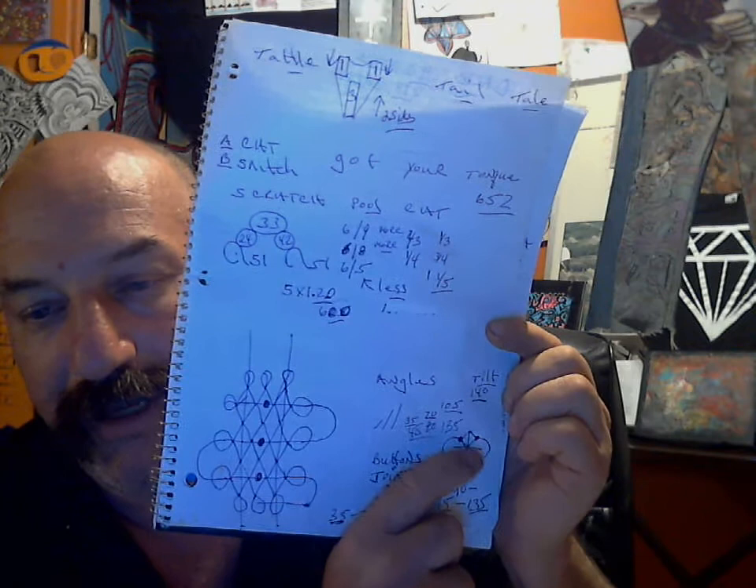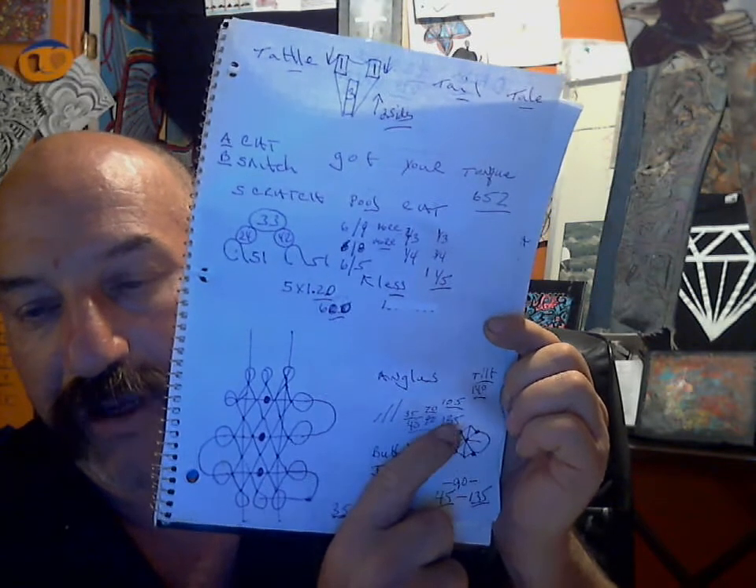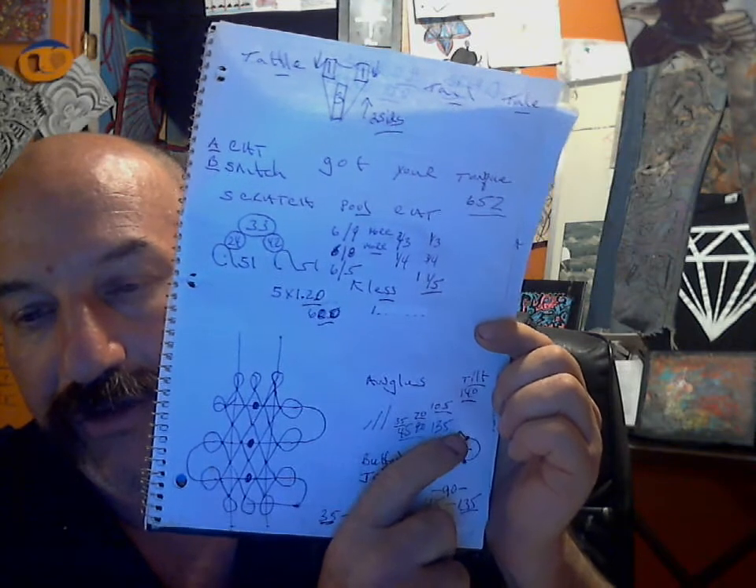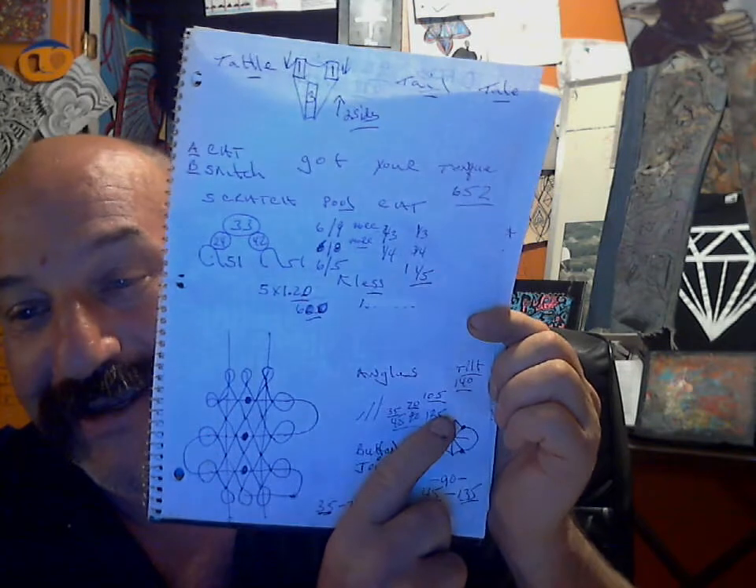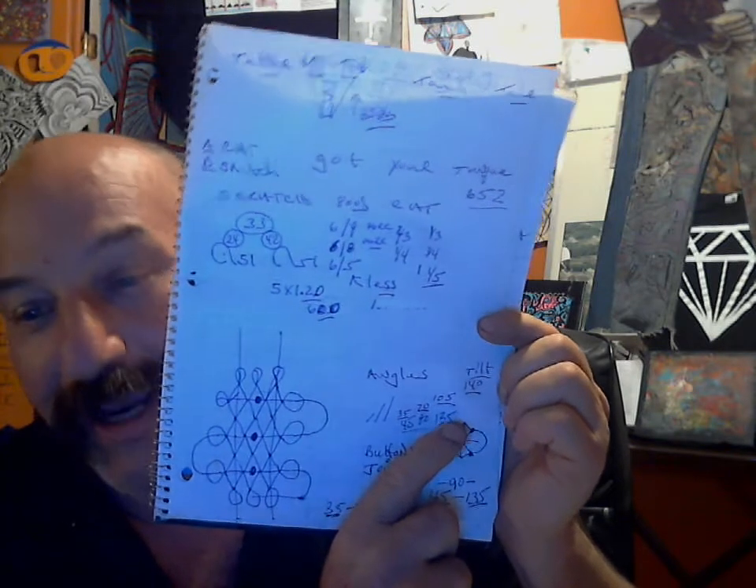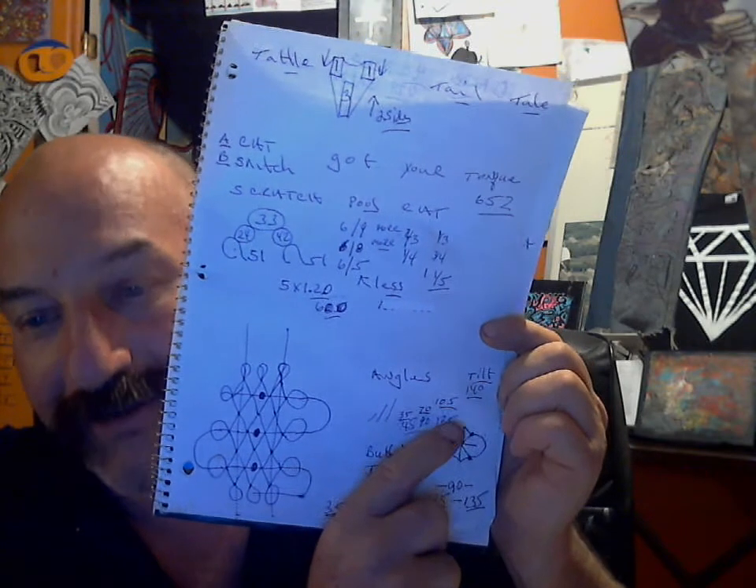Wait, let me see. To 3, to 6, to 9, to 12. 1 and 2 is 3. So you got 0 to 3. Here to here is actually 1 and 2 is 3. Okay, 3, 3, 6, 9.